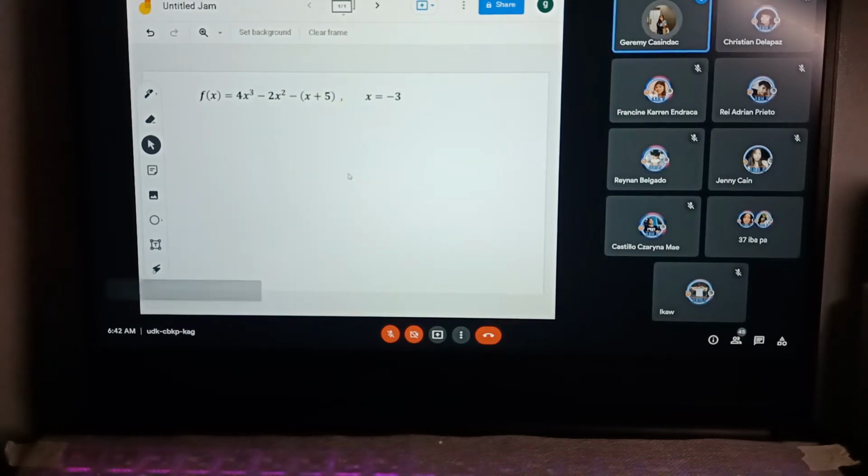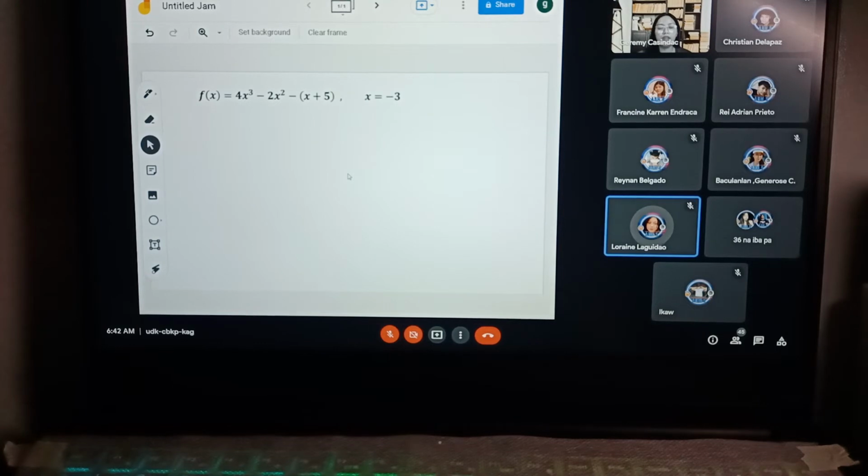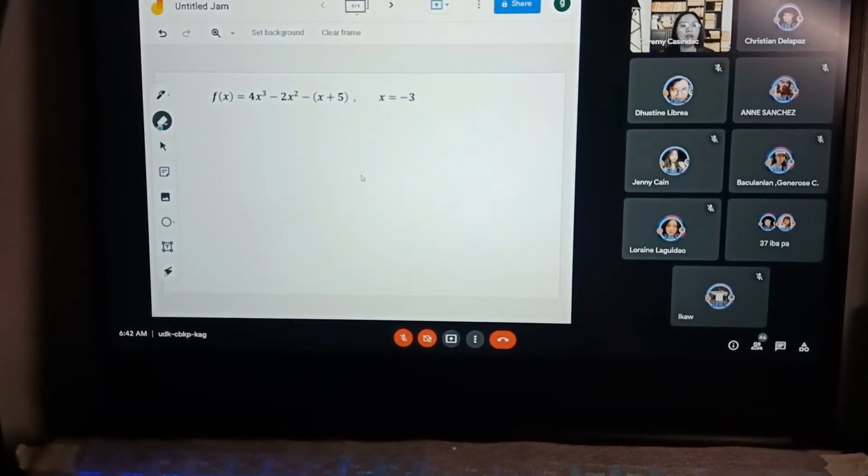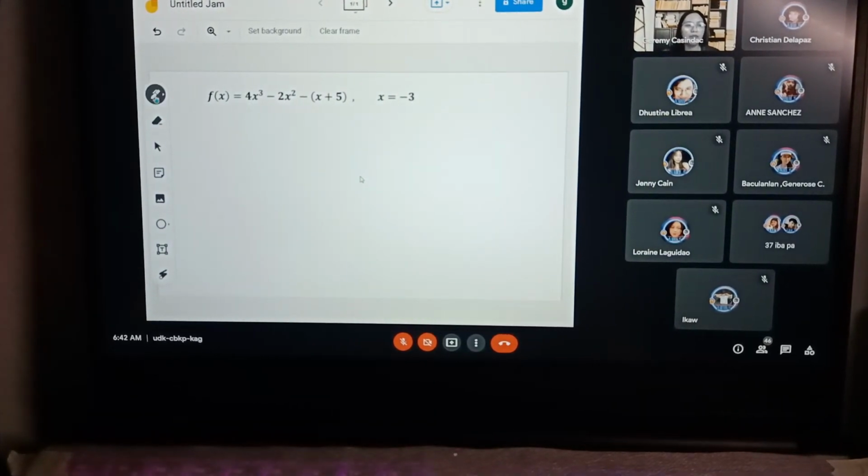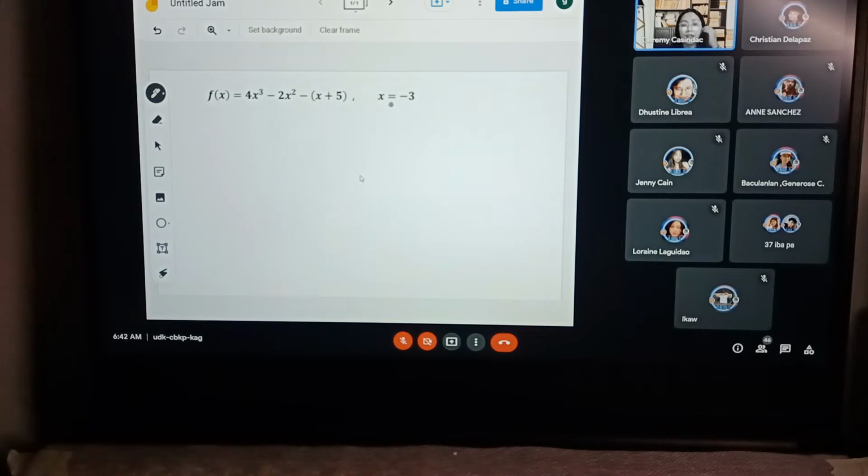Okay, so nakikita na ba yung whiteboard natin dito? Yes po. Okay, so ang first given example natin is we have f of x is equals to 4x cubed minus 2x squared minus quantity x plus 5, wherein our x value is equals to negative 3. Okay, ano una natin gagawin?